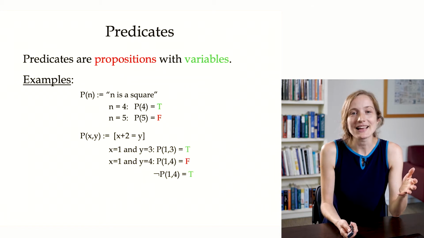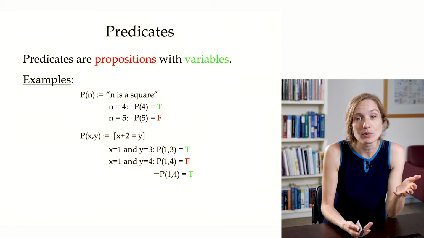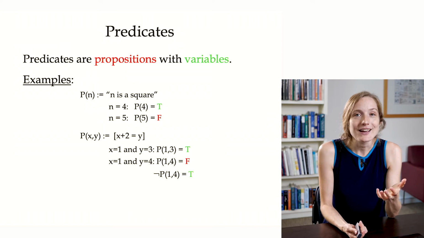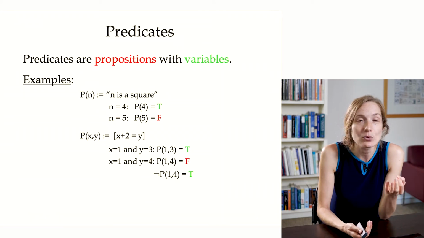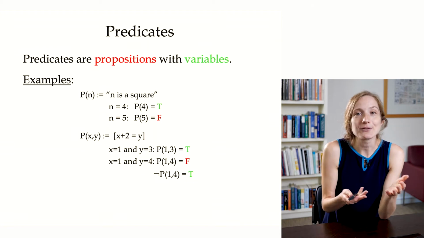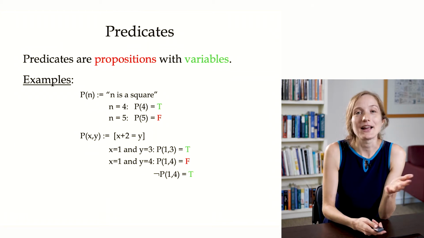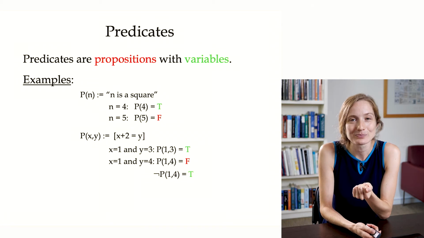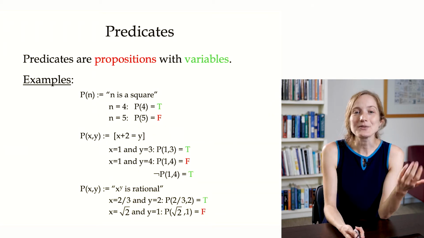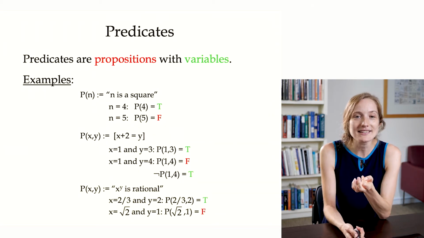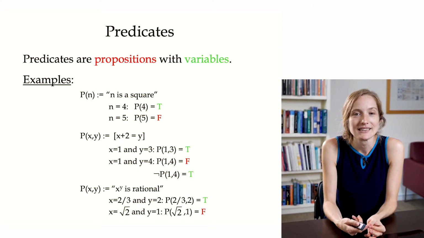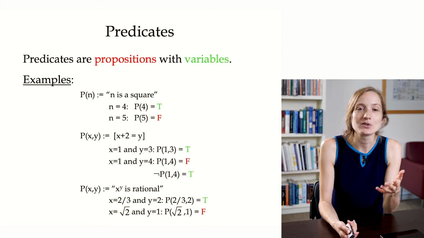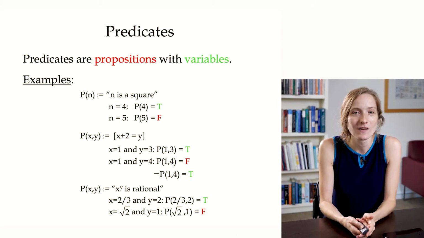Similarly, I can think of predicates that take multiple inputs. Say P(x, y) is equal to whether or not x plus 2 is equal to y. Depending on the different inputs that I plug in, it is either true or false. Another example, P(x, y), is that the evaluation x to the y is irrational. Here are some examples of cases where it's true and where it's false.